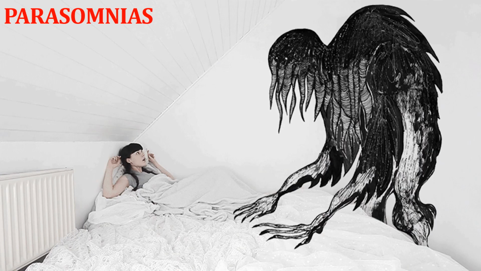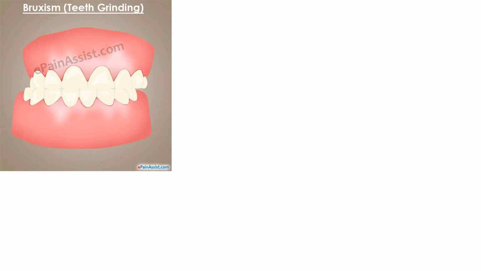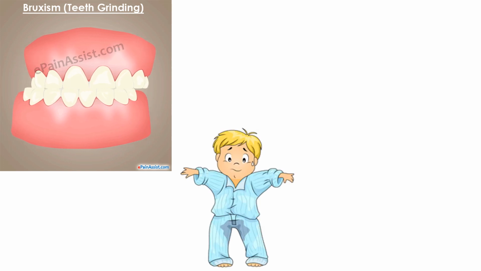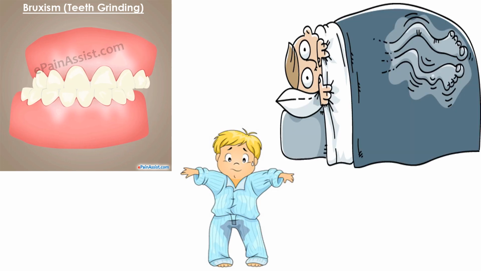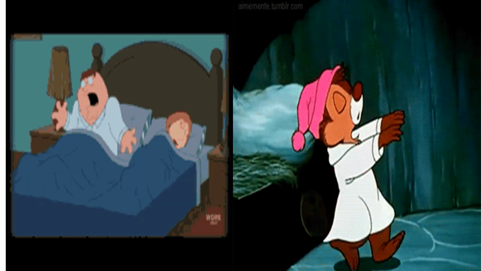In parasomnias, something abnormal occurs during sleep itself, or during the times when the client is falling asleep or waking up. The quality, quantity, and timing of the sleep are essentially normal. Most common disorders are bruxism, enuresis, periodic limb movement disorder, sleep talking, sleepwalking.